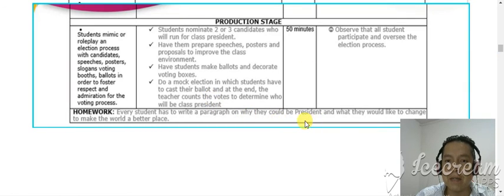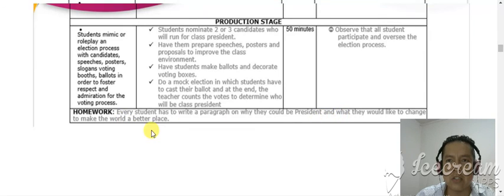Okay. Towards the end for homework, every student has to write a paragraph on why they would be president. They could be president and what strengths or weaknesses they have and what they would like to change to make the world a better place.